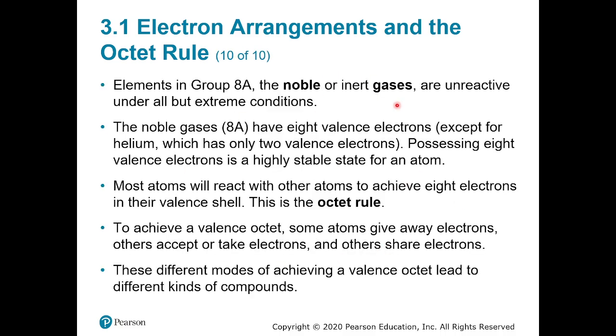Now, elements in group 8A, those are going to be your noble or inert gases. They're non-reactive under all but extreme conditions, though the ones lower down in the noble gases are more reactive. They're easier to do stuff with. The noble gases are going to have 8 valence electrons. Helium is the exception because it can only have 2 valence electrons. It can't fill up anymore. Okay? And we're really just talking about the first 3 periods here, where the octet rule holds true.